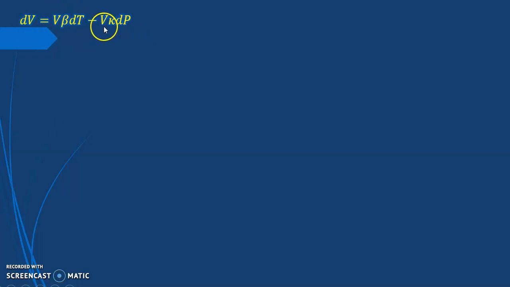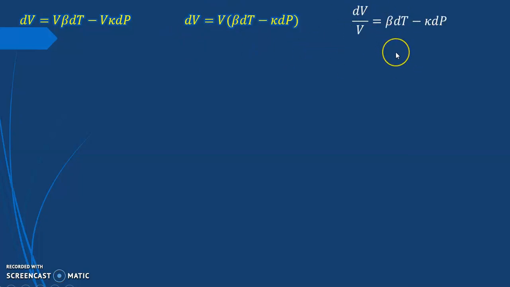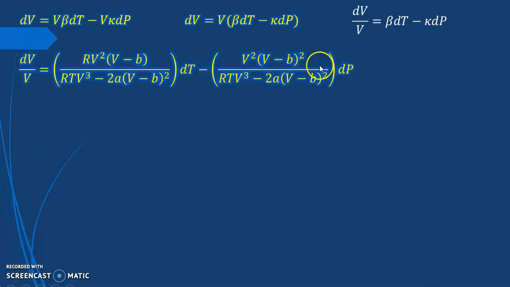In this equation, we can factorize v, because we have it in both terms. If we do that, we'll get that dv is equal to v times beta times dt minus kappa times dp. So now this term that is multiplying could pass to the other side dividing, and we'll get this other expression. So now we can replace the expression that we have for beta and the expression that we have for kappa, and we'll get the next expression.